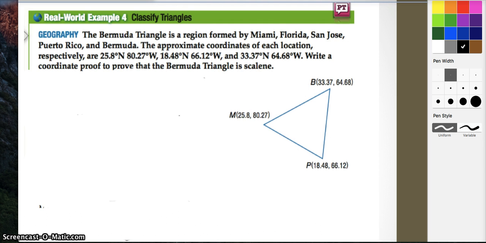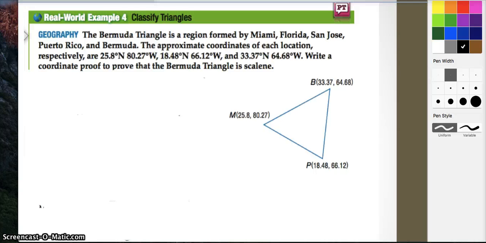Example 4 has us looking at the Bermuda Triangle. This is a place in a region formed by Miami, Florida, San Juan, Puerto Rico, and Bermuda. The approximate coordinates of each location, respectively, are given as follows, and we can use those as ordered pairs. We're going to write a coordinate proof to prove that the Bermuda Triangle is scalene.